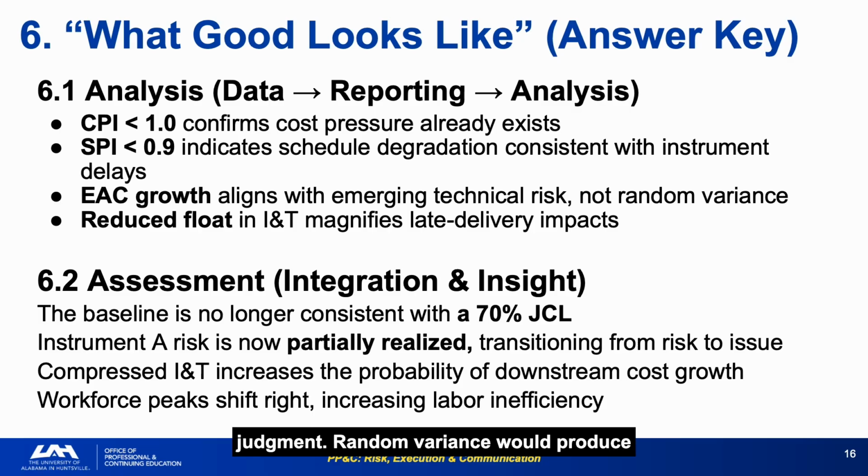Random variance would produce EAC growth that does not correlate with specific programmatic events. This growth correlates directly with the instrument A risk register entry. The transition from risk to issue for instrument A is stated explicitly in the answer key. Once a risk has materialized, it requires a different analytical response than a risk that has not. The reserves, schedule, and baseline must all be reassessed against the actualized event.